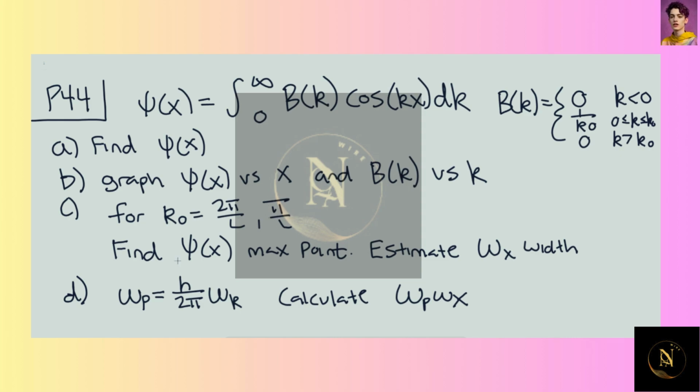We're then asked to estimate a width in real space using two minima in psi. We're then asked to do the same for momentum space, where this width is defined as h over 2 pi omega sub k. And we're asked to calculate this product and give some comment. So let's start by doing this integral.